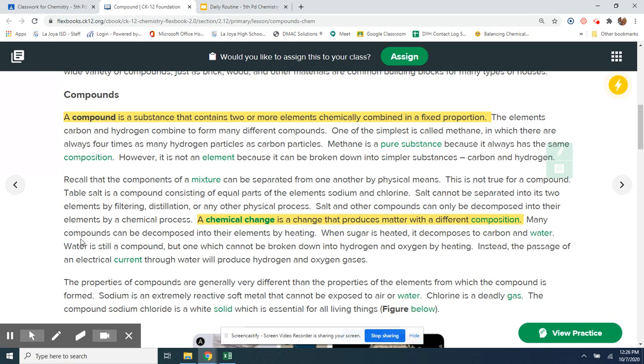An example that they give us, the elements carbon and hydrogen combine to form many different compounds. One of the simplest, most basic compounds is called methane. Flatulence, right? Everybody has flatulence once in a while. So in order for you to have methane, you have to have 4 times more hydrogens than you need to have carbon.